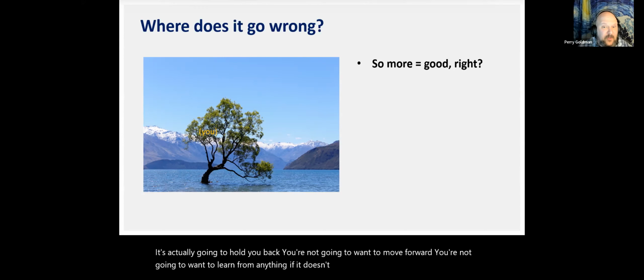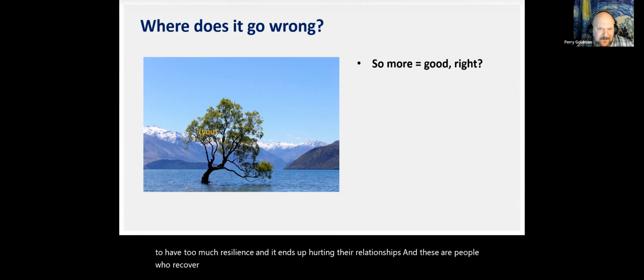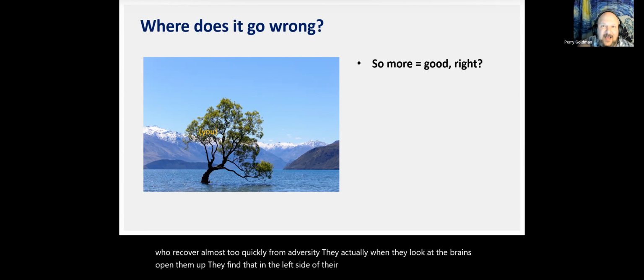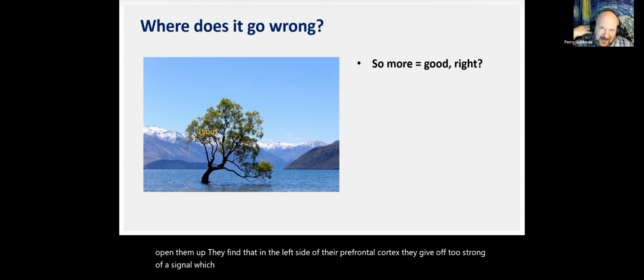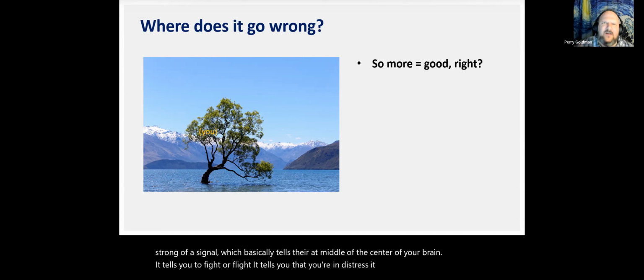Another thing is some people appear to have too much resilience and it ends up hurting their relationships. These are people who recover almost too quickly from adversity. When they look at the brains, they find that in the left side of their prefrontal cortex, they give off too strong of a signal, which tells their amygdala, the center of your brain that tells you to fight or flight, that you're in distress, to quiet down. And it tells it to quiet down a little too fast.